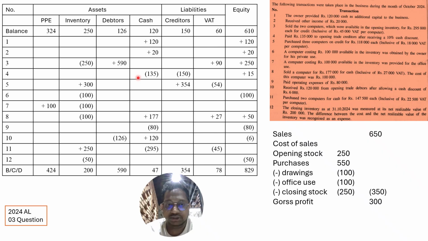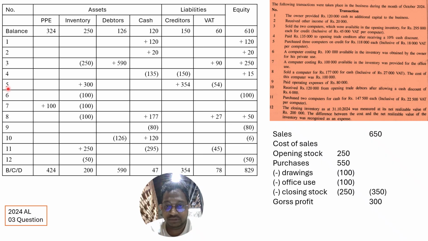fourth one. Yes, in the fourth one, you are paying the creditors 150,000. But when you are settling that 150,000, you are getting a 10% cash discount. So here it says paid 135,000, and that should be subtracted from the cash, opening trade creditors after receiving a 10% cash discount, right? So your discount is 15, and that is a discount that you are receiving. So that should be added to the equity, right?